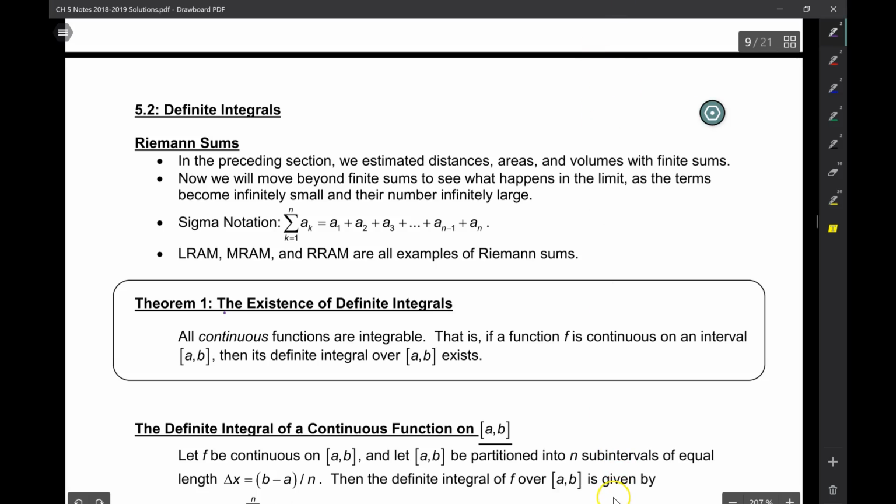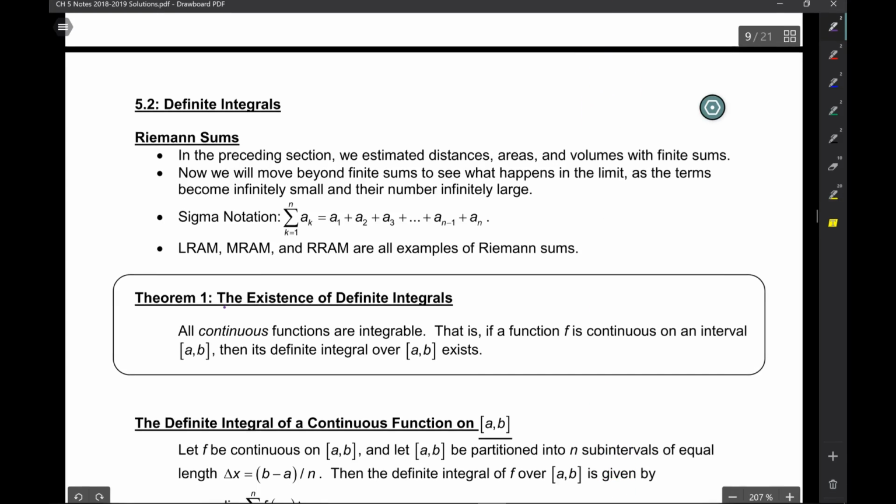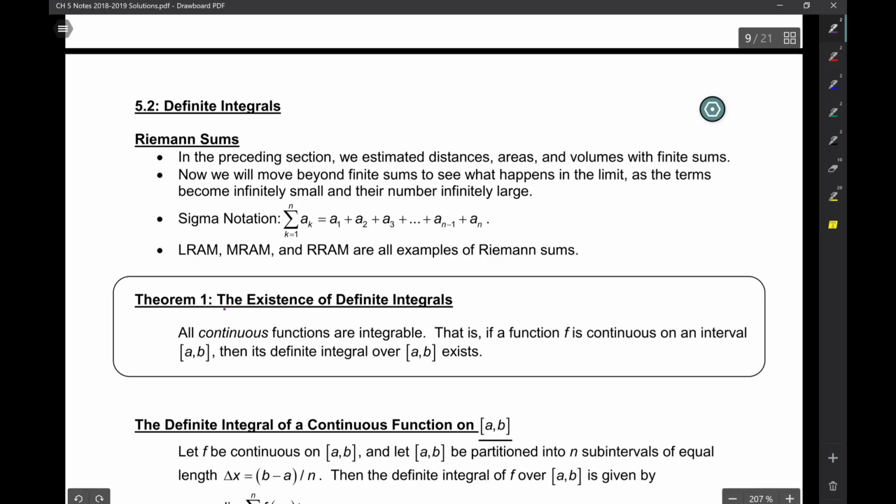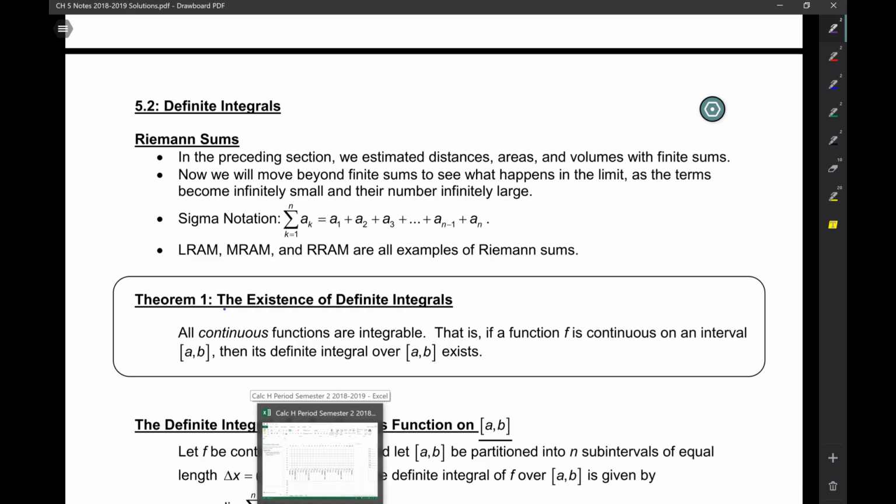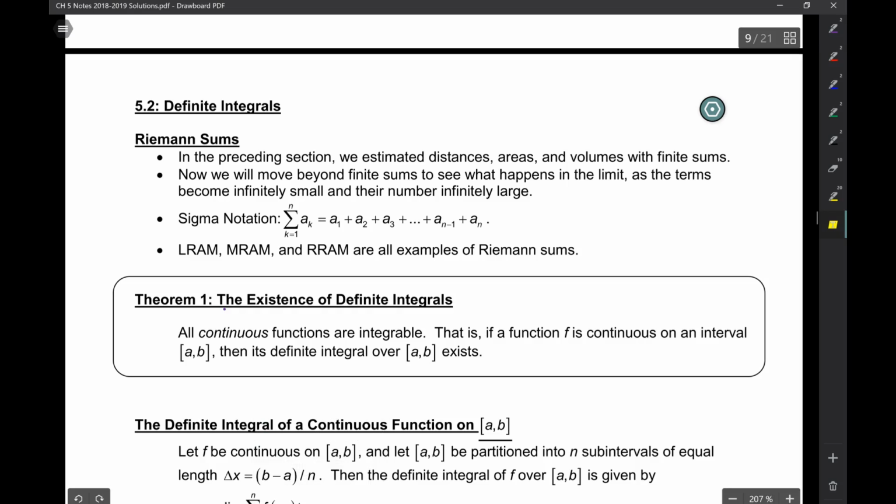So in 5.2, we're going to talk about what we call definite integrals. This is a term that we're going to be introduced to today. It's Riemann sums. Riemann was a mathematician, so it's named after him.